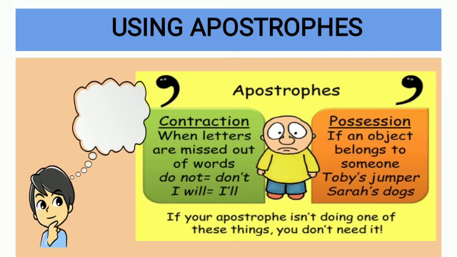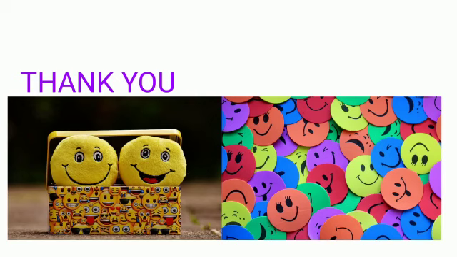So, the apostrophe is used in possession and contraction. If your apostrophe isn't doing one of these things, you don't need it. If it is not showing any contraction, if it is not showing any possession, we don't need to use the apostrophe. So, I think children, now you all are clear where we use the apostrophe and how we add the apostrophe in the singular noun, plural noun, letters, figures, proper noun, etc.